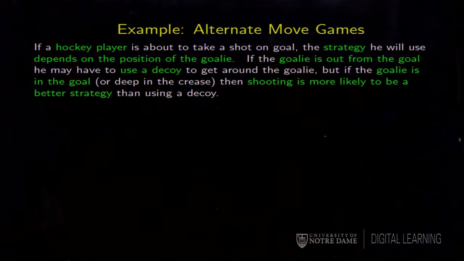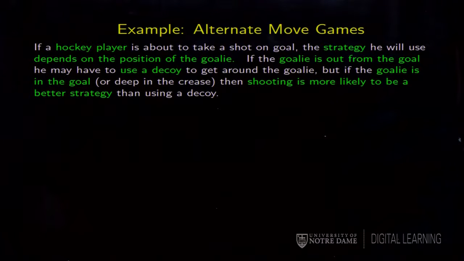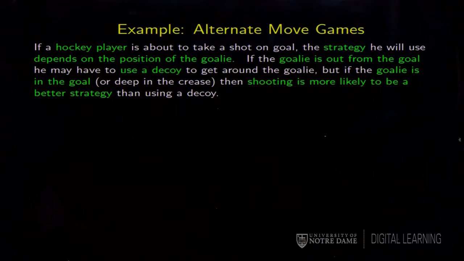In this example, we have a hockey player who's about to take a shot on goal, and the strategy the hockey player will use depends on the position of the goalie. So if the goalie is out from the goal, then he's probably going to have a better chance of scoring if he uses a decoy to get around the goalie. But if the goalie is deep in the goal, then shooting is probably more likely to be a better strategy than using a decoy.